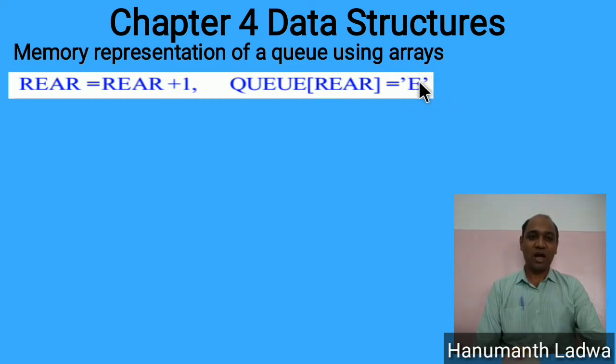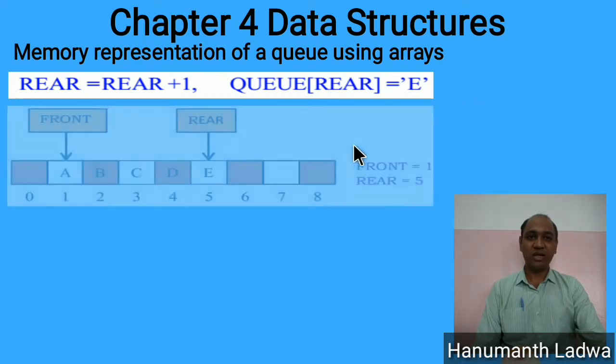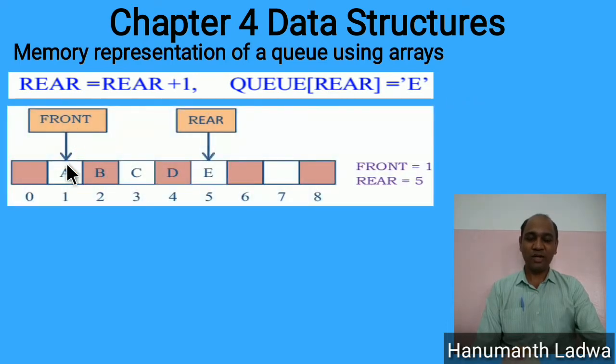So that is after D we want to insert the alphabet E at Q of rear position. Here in the diagram you can see, front was pointing to A and the rear was pointing to D. After incrementing the value of rear by 1, it is pointing to the next location, that is the fifth location, and in the fifth location we have equated this letter E, and now this rear is pointing to the location 5 consisting of alphabet E.